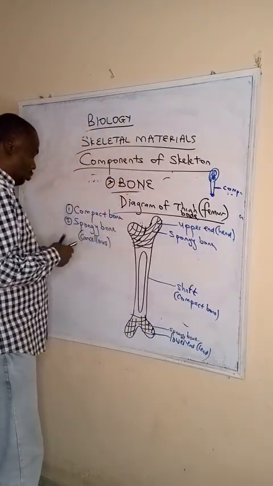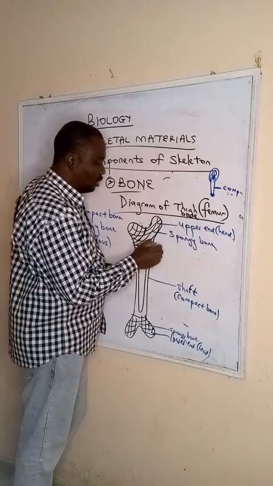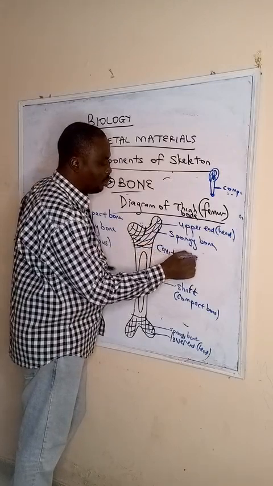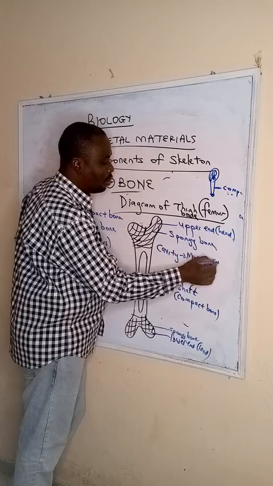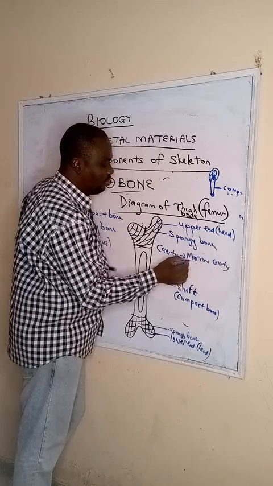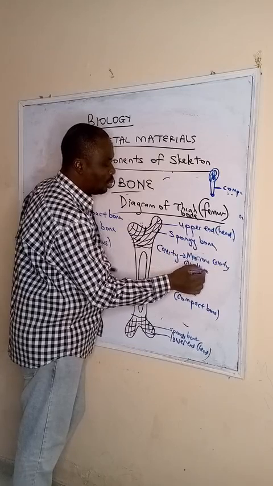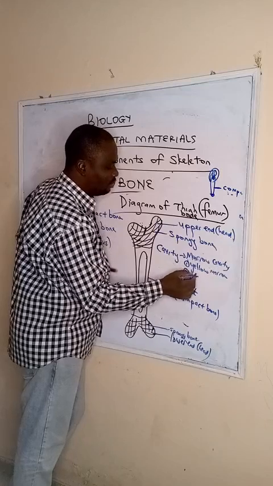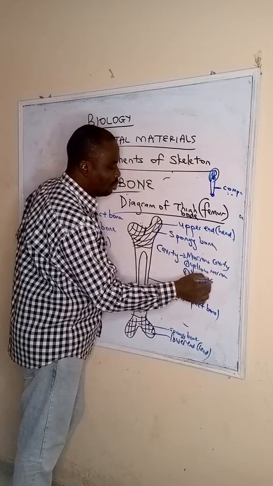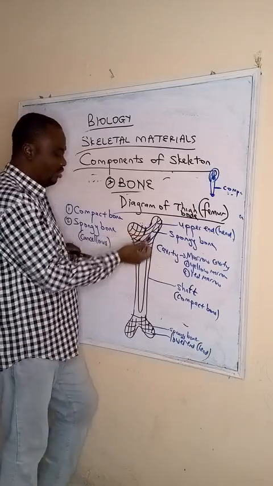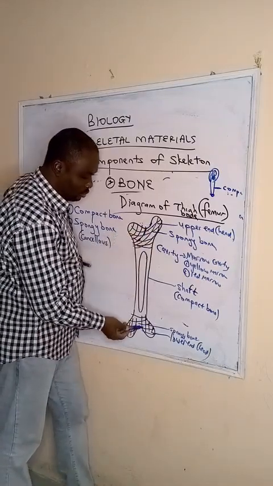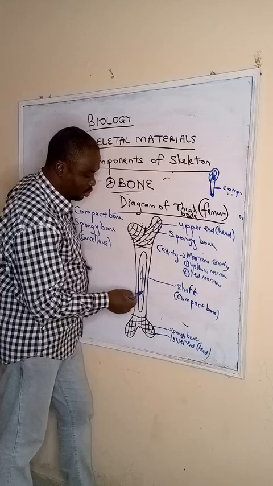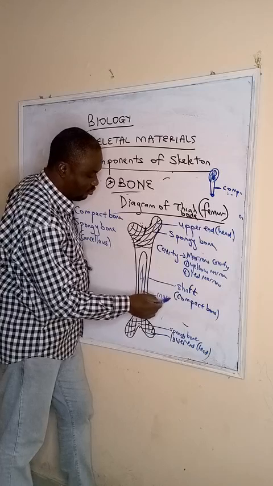Now, the cavity of the bone is called the marrow cavity. And there are two types: the yellow marrow and the red marrow. The red marrow is found in the ends of the bone, the upper end and the lower end. The yellow marrow is found in the shaft, the marrow cavity. This is the marrow cavity. It contains yellow marrow.